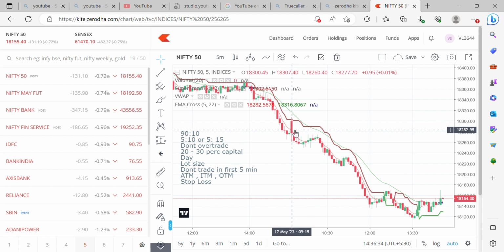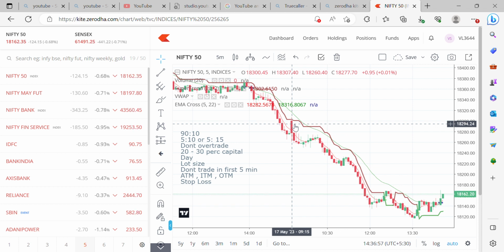Sometimes you will see it is green, a green candle is forming, suddenly it will drop down, right? And you will not get the time to put the stop loss also. So in 5 minutes the entire capital can be wiped out. So don't try to trade in the first 5 minutes if you are a beginner. If you have hands-on experience, then you can go for it.